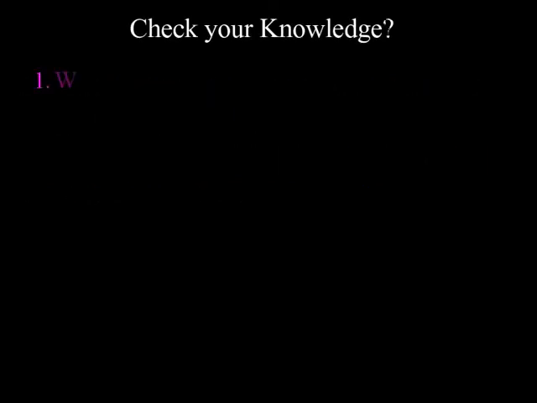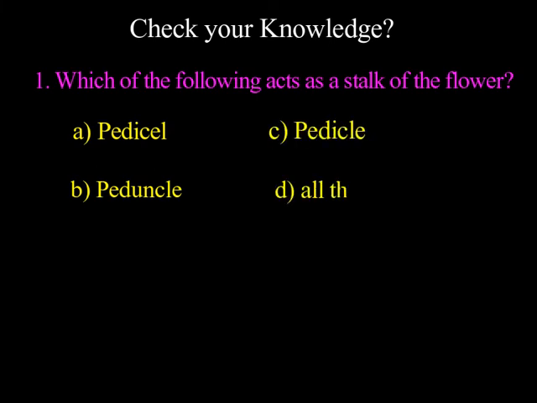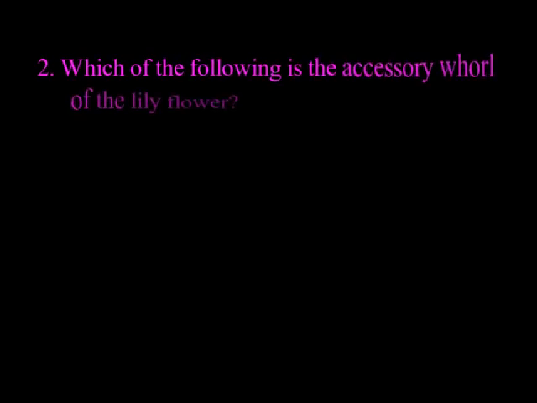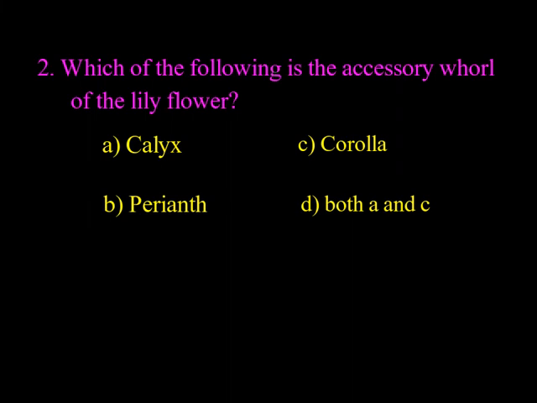Check your knowledge. First, which of the following acts as stalk of the flower? A. Pedicel, B. Peduncle, C. Pedicle, D. All the above. Second, which of the following is the accessory whorl of the lily flower? A. Calyx, B. Perianth, C. Corolla, D. Both A and C.